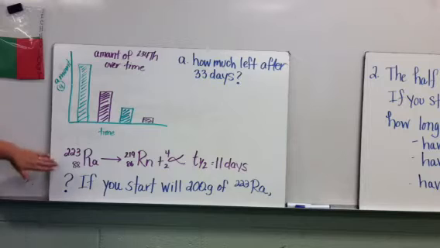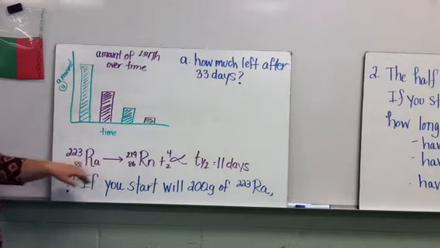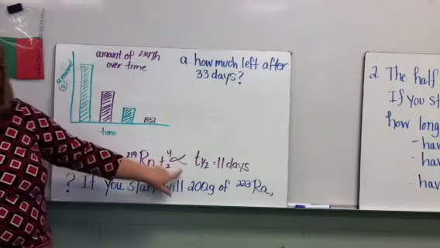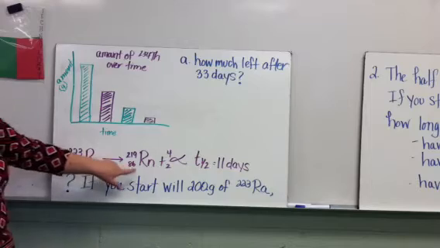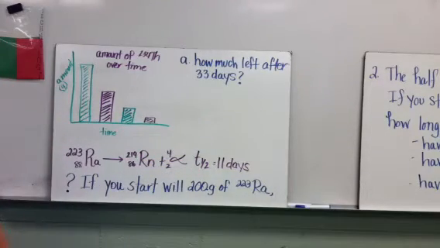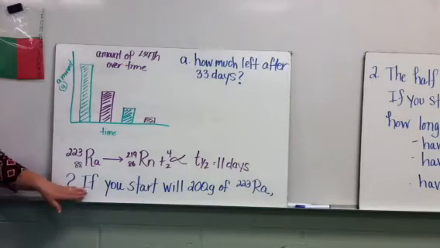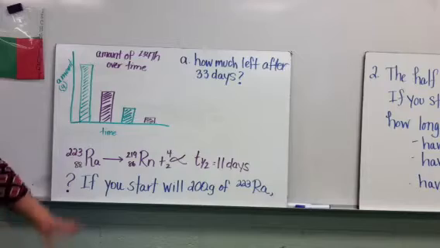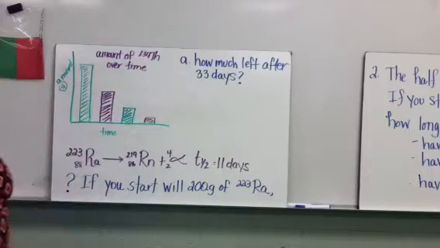Well, let's go ahead and look at another radioactive decay equation. We've got radium-223, and it undergoes an alpha decay to radon-219, and the half-life for this is 11 days. If we started with 200 grams of radium-223, how much would be left after 33 days?